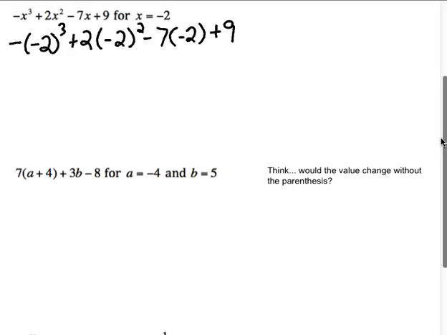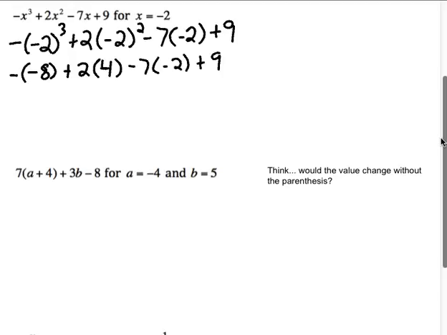Well, the first thing I notice is I have a bunch of exponents, okay? So the first thing I see is that (-2) cubed. So I have a negative on the outside, but then I have (-2) cubed. So -2 times -2 times -2 is going to give me a -8. (-2) squared, so just -2 times -2, that's going to be a +4. All right, so I took care of all my exponents.